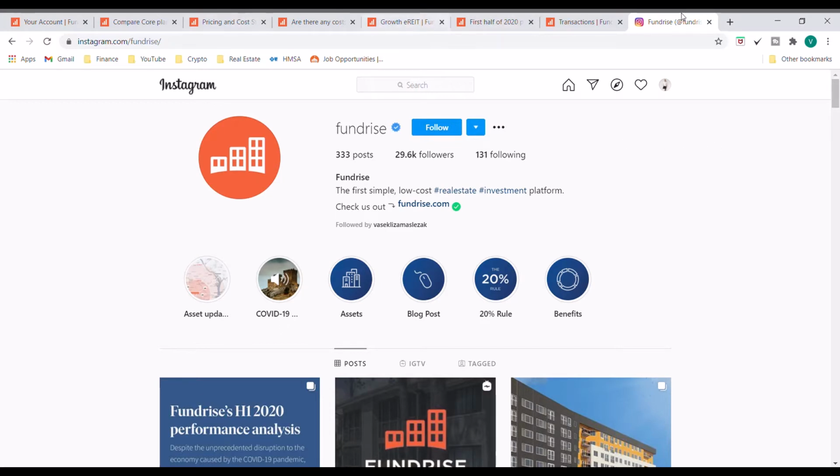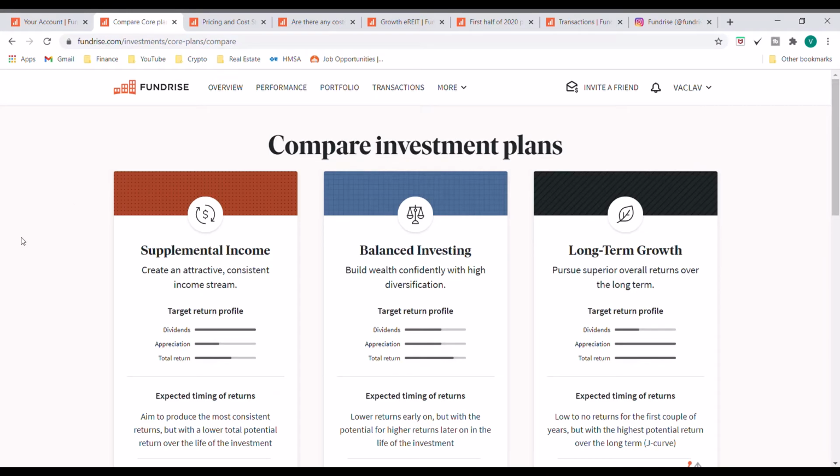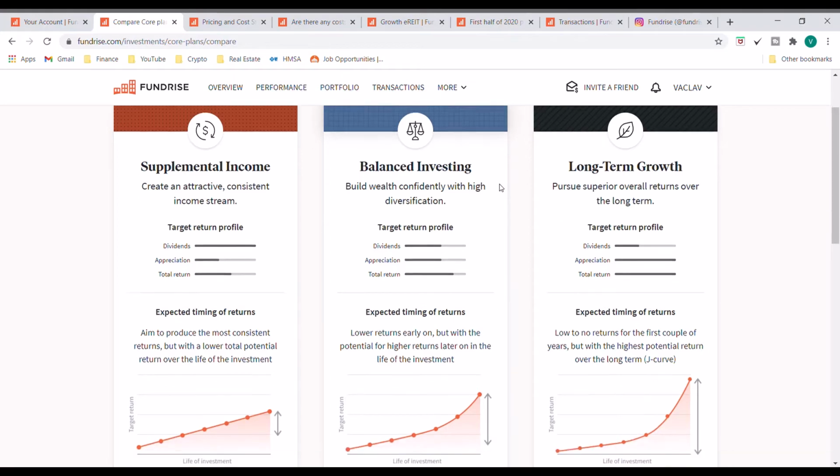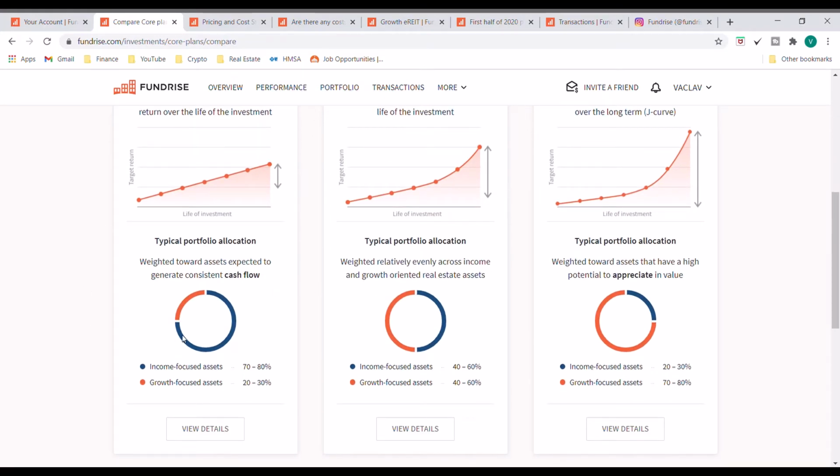Fundrise, they have three plans that they let you choose from. So first is supplemental income over here, second one is balanced investing, and third one is long-term growth. How do they differ? So the first one, supplemental income, it focuses on dividend payout. So as you can see, 3/4 of your income will come out of dividends and 1/4 will be coming out of the appreciation. So you will see steady growth like this, but it won't really be gradually going up. It will be steadily going up.